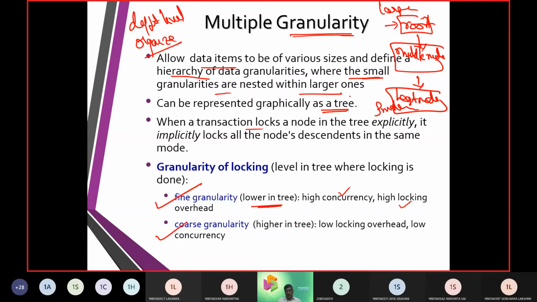But when it is a coarse granularity, it moves from higher entries, that is, it needs two-phase locking and low concurrency control. So at coarse granularity, we apply the bottom-up approach, and when it is with the fine granularity, we move to the top-down approach. So these are the two differentiations when we work with the locking granularity.